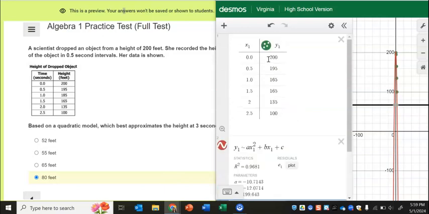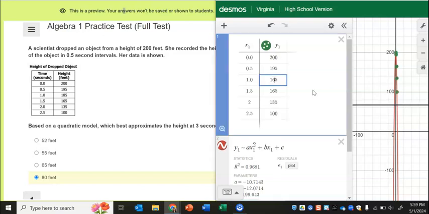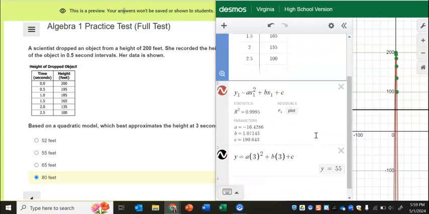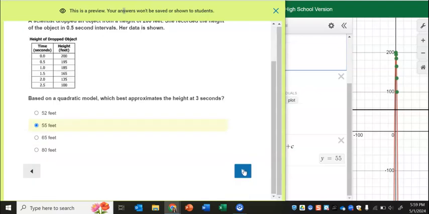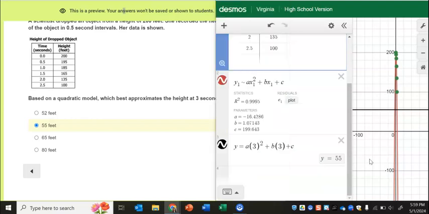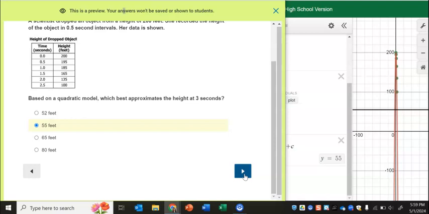Hold on. So 0.02, 0.5, 1. Wow, see, there's this number that's off here. 185. That changes my answer to 55. So making sure the table is done right in Desmos is super important. And that's what I have here. If you need to see this again, just go back in this video and watch the steps again. Okay?